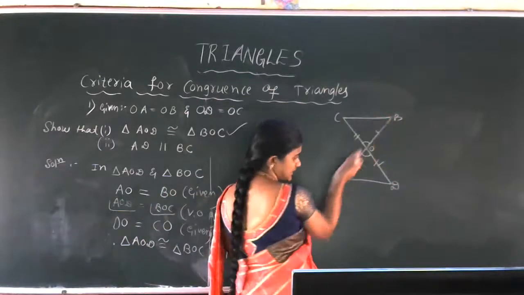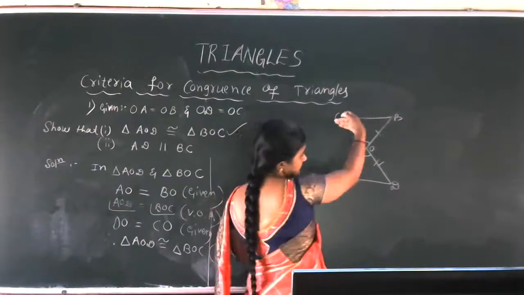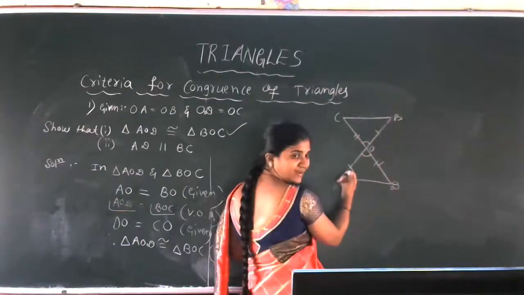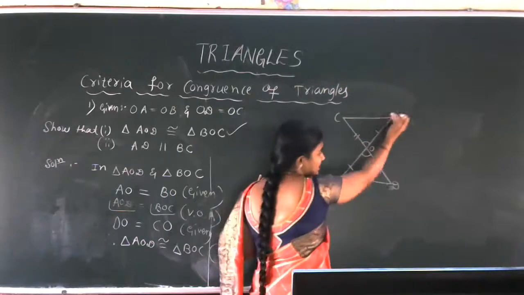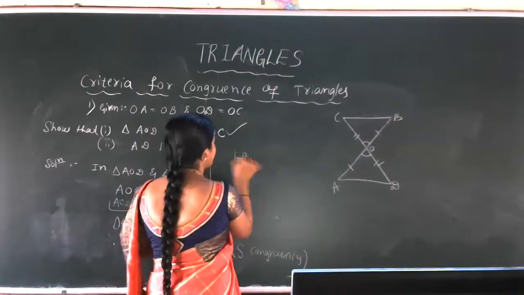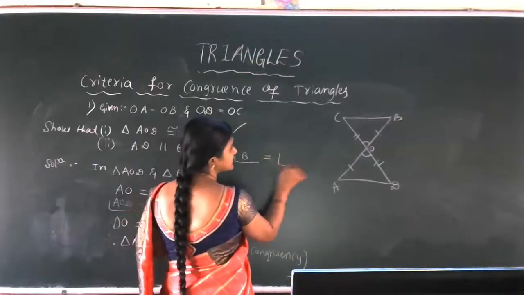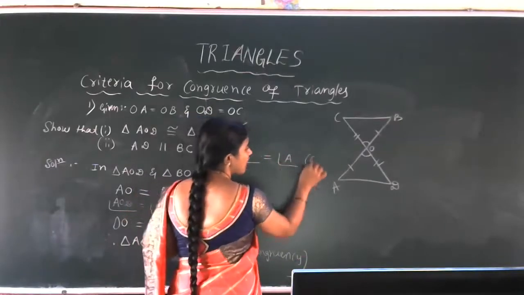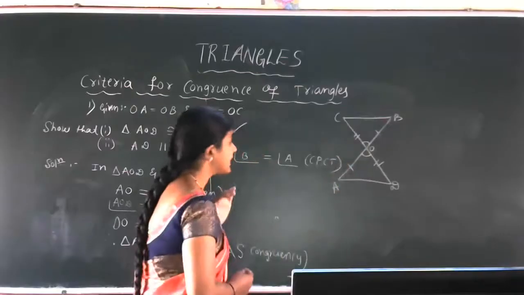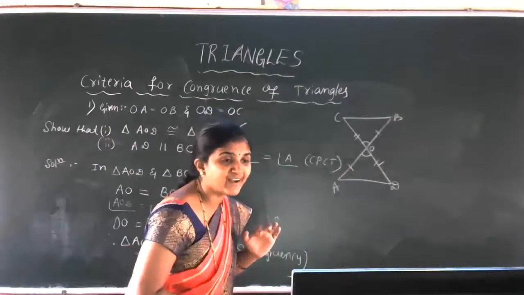This side is corresponding to this side, in the sense that angle B will fall on angle A, no? Then angle B is corresponding to angle A, right? So angle B is equal to angle A. What is the reason for this? CPCT, corresponding parts of congruent triangles.